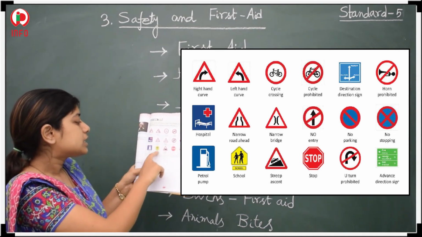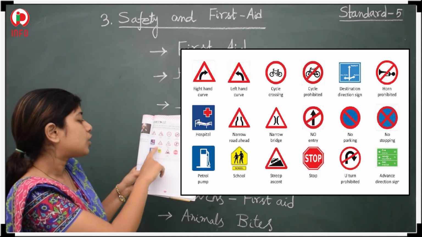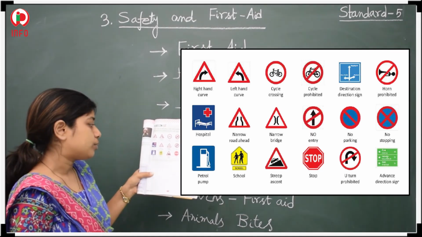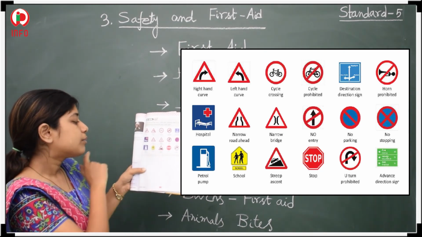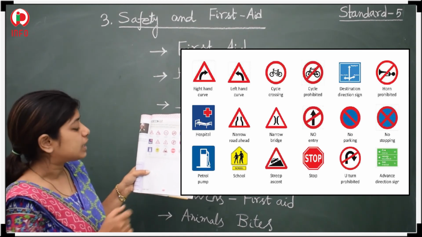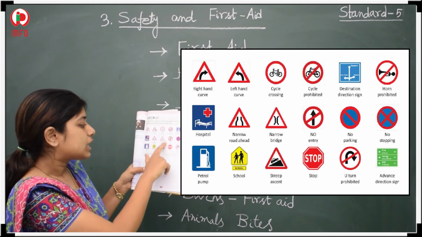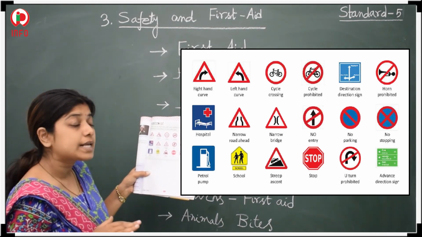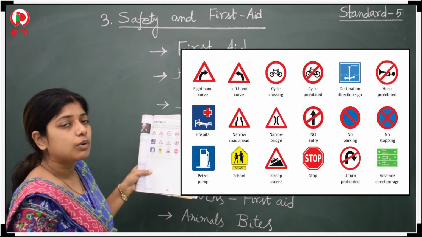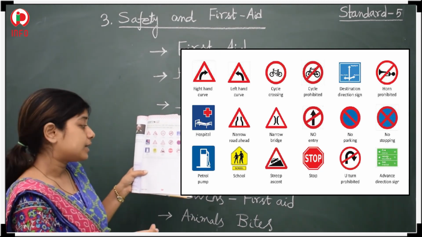See here, this is the symbol of petrol pump. In any petrol pump, this kind of sign should be there nearby. See here, this one is the sign of the school. If any school is nearby, you can see this kind of sign. This is the street ascent. Street ascent means whenever you are going, the road in front is inclined. That one is called the street ascent.